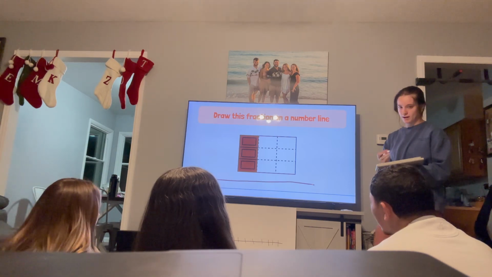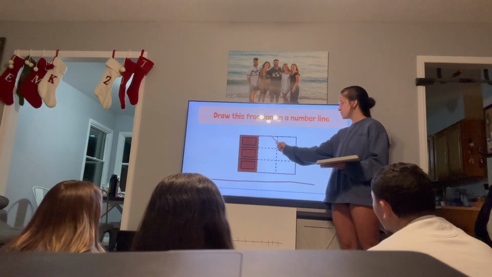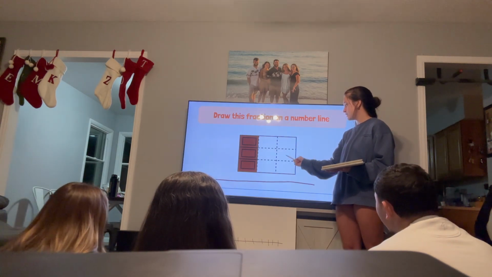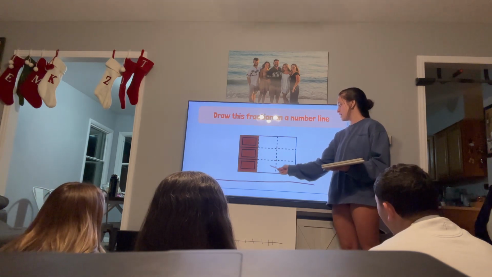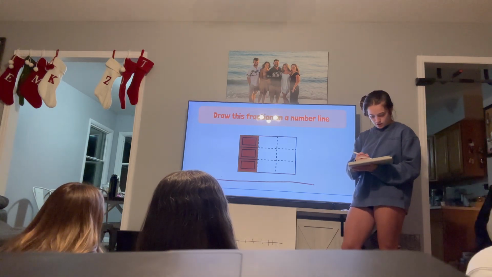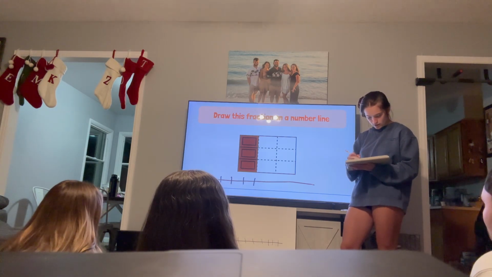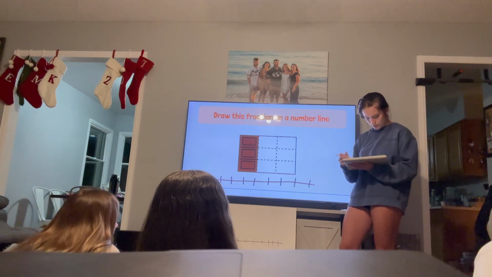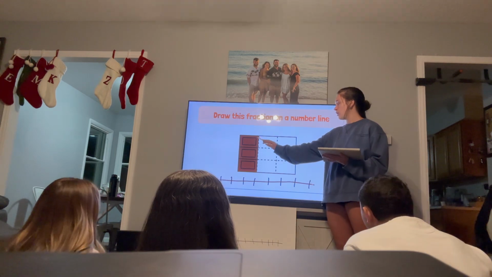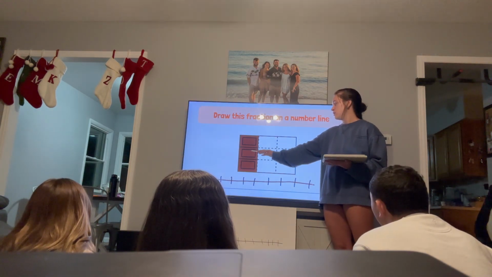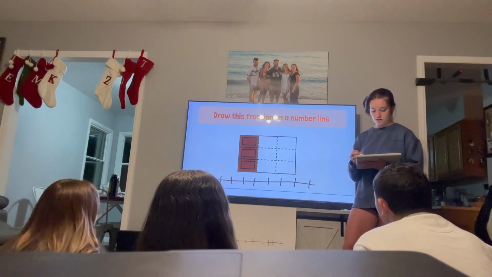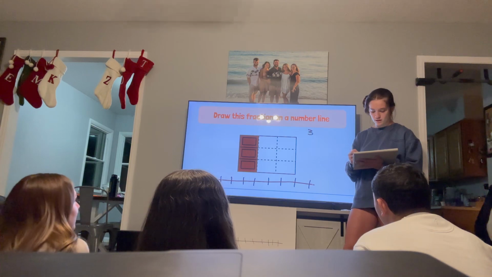How many ticks do I need? 1, 2, 3, 4, 5, 6, 7, 8, 9. 9. You need 9 ticks. Good. Now, how many pieces of this whole are colored in? 1, 2, 3. 3. So, what's the fraction? 3 over 9. 3 over 9.